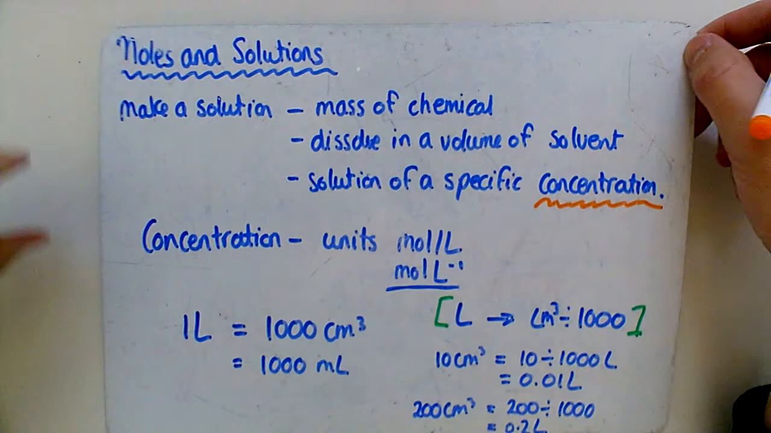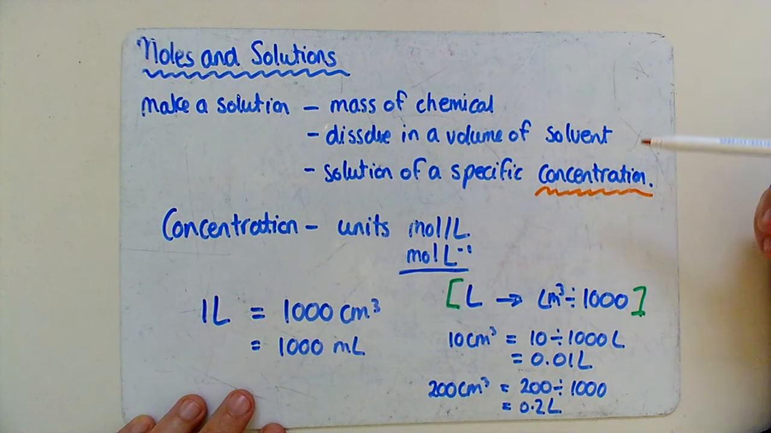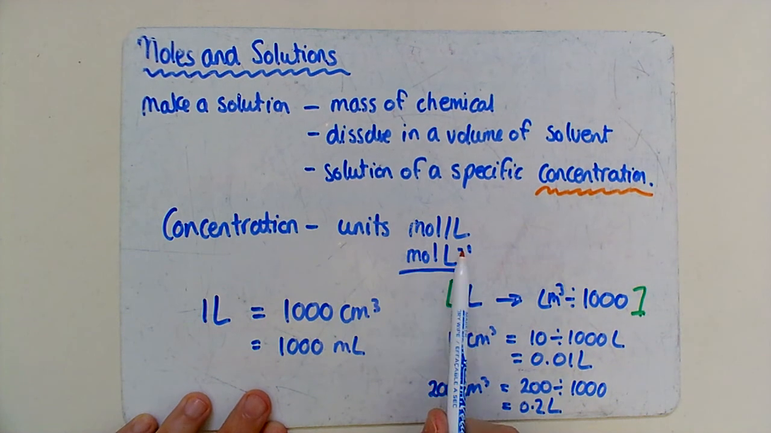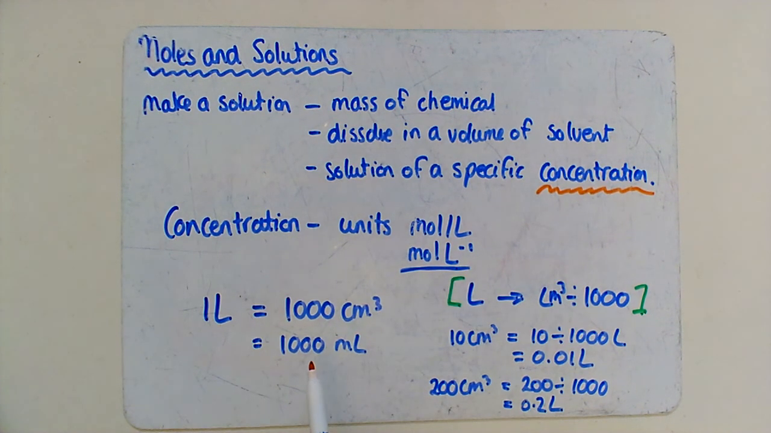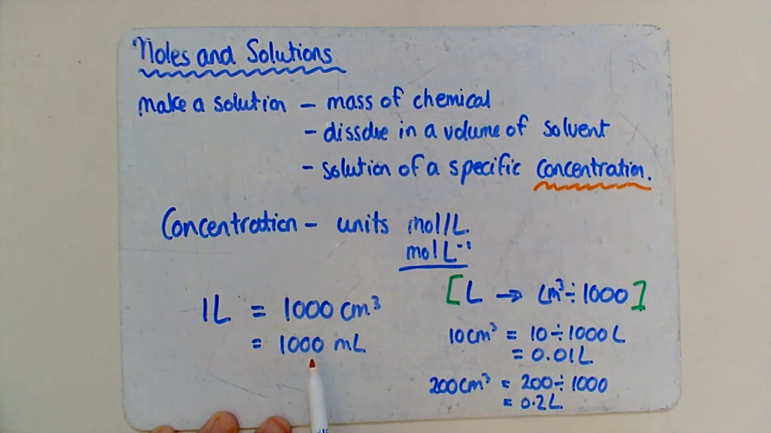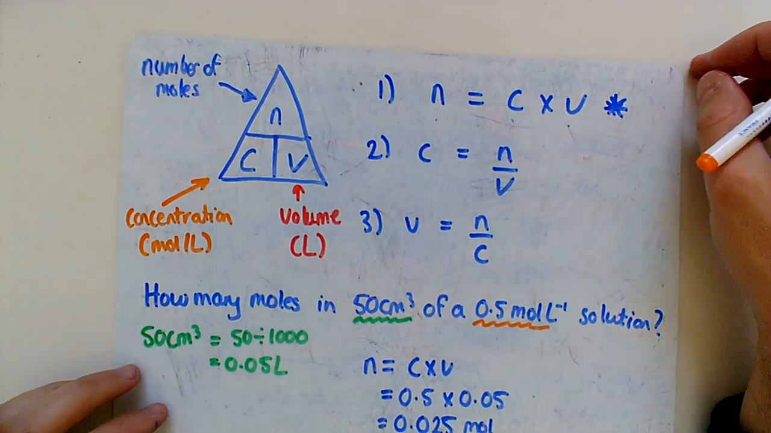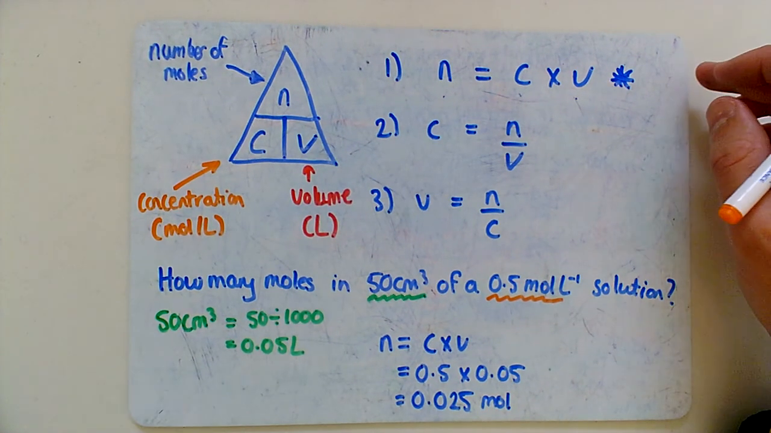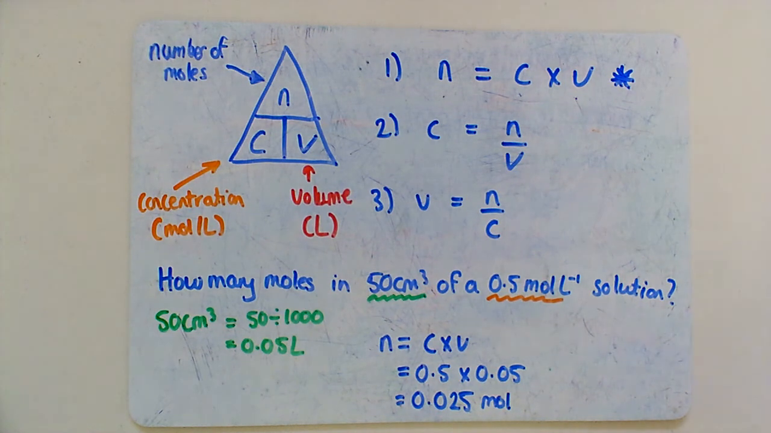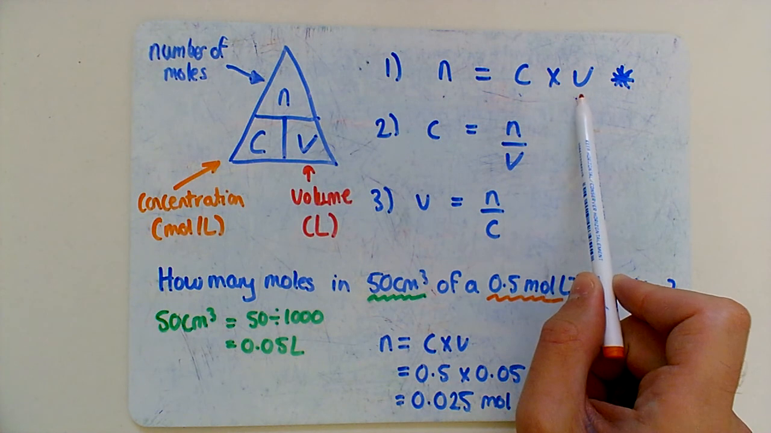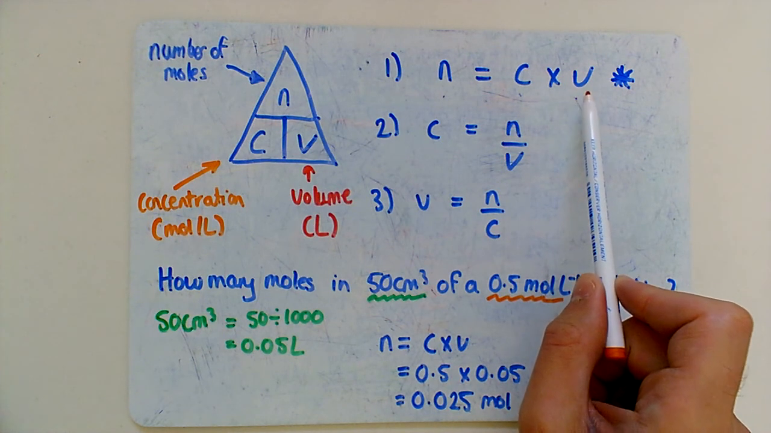So that was an introduction to moles in solution. The first thing is that when we're talking about solutions, we're talking about concentration. Units are moles per litre, and so any volume that we work with, we need to turn into litres. To turn centimetres cubed into litres, you divide by 1,000. We then saw that there's a triangle relating moles, concentration and volume. And the main equation is that the number of moles is equal to concentration times volume. But remember again, volume must always be in litres.